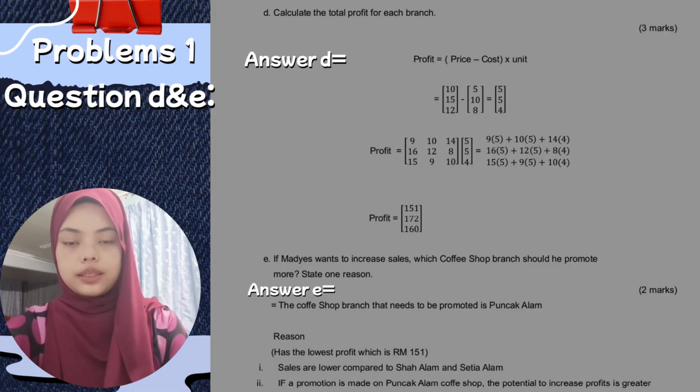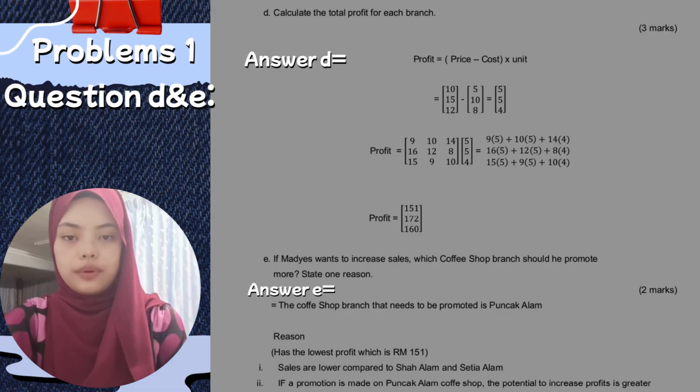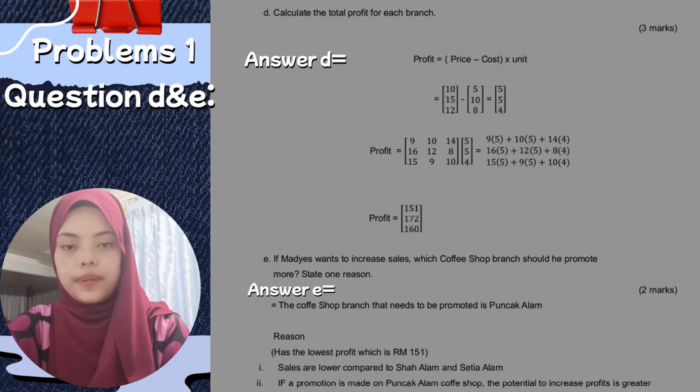Next, we multiply the sales matrix by the profit per unit vector. The sales matrix is 9, 16, and 15 for the first column, 10, 12, and 9 for the second column, and 40, 8, and 10 for the third column. And the profit per unit vector is 5, 5, and 4. Now, we calculate for each branch one by one. For branch 1, it is 9 times 5 plus 10 times 5 plus 14 times 4 equals 45 plus 50 plus 56, and it equals 150.